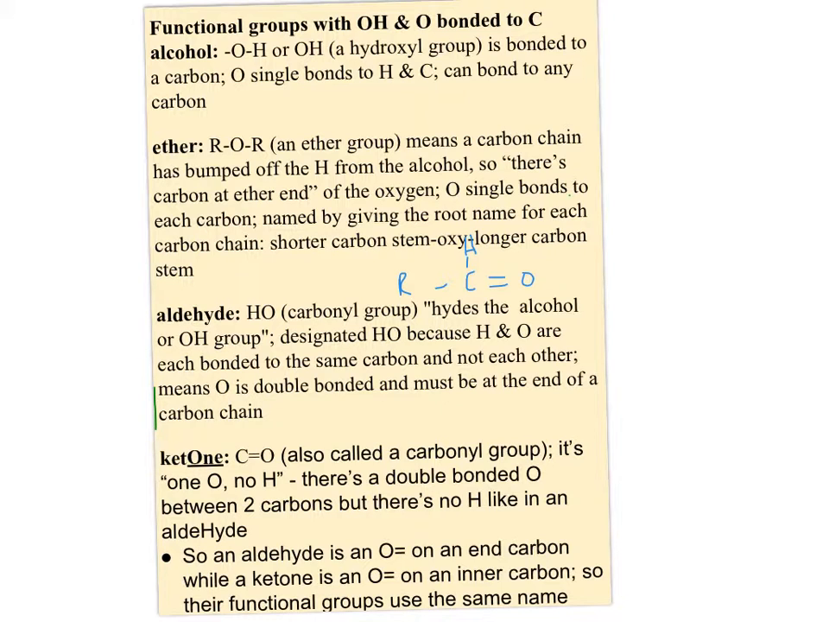A ketone also has a functional group called the carbonyl group because it also has a double bonded oxygen to a carbon, but it's also going to have a carbon group to each side of it. So when I name this, the oxygen is going to have to be on one of the inners. So ethanone is the smallest ketone you can form. Otherwise, there's not a center carbon to put it on. It would be an aldehyde.